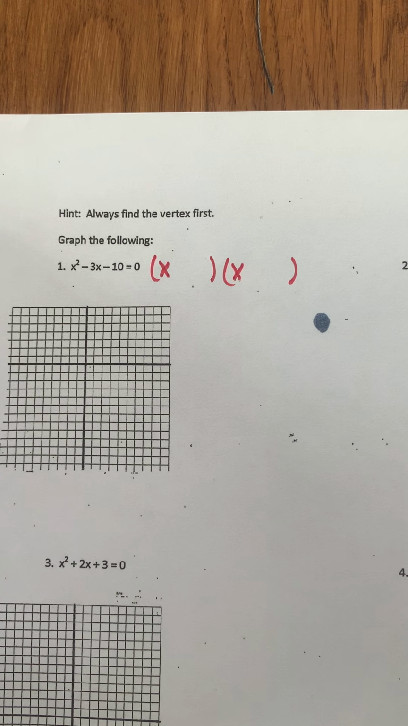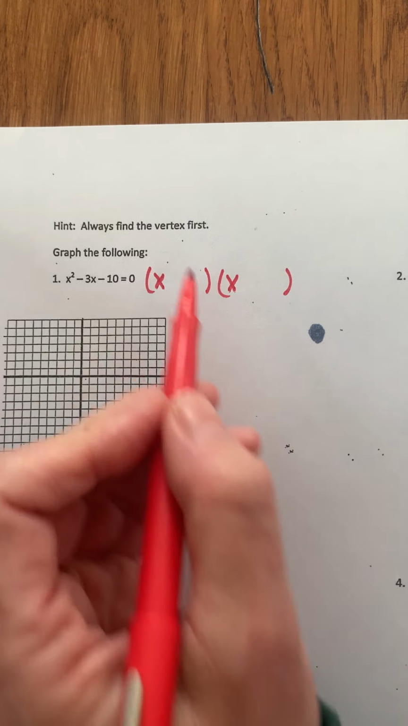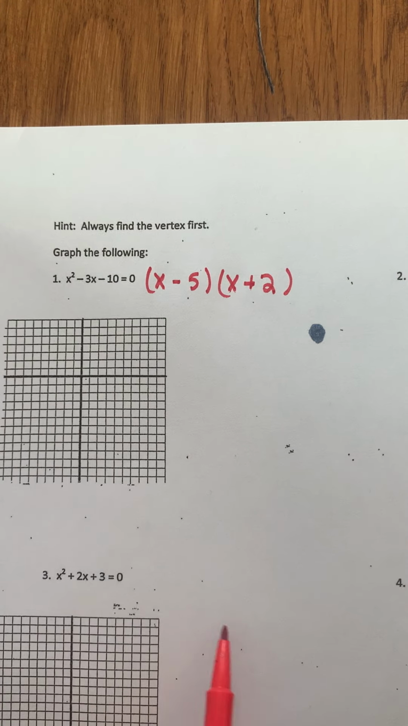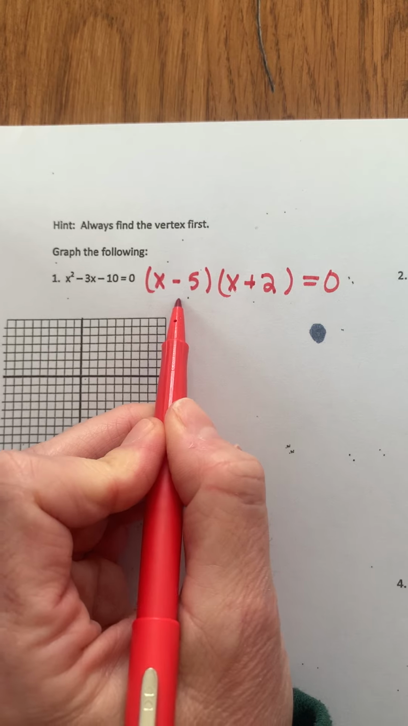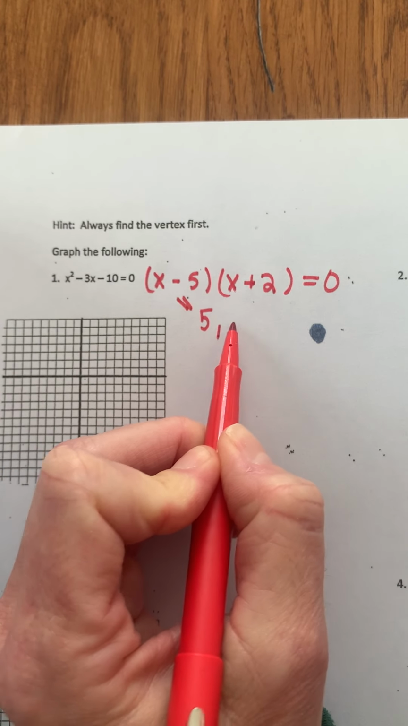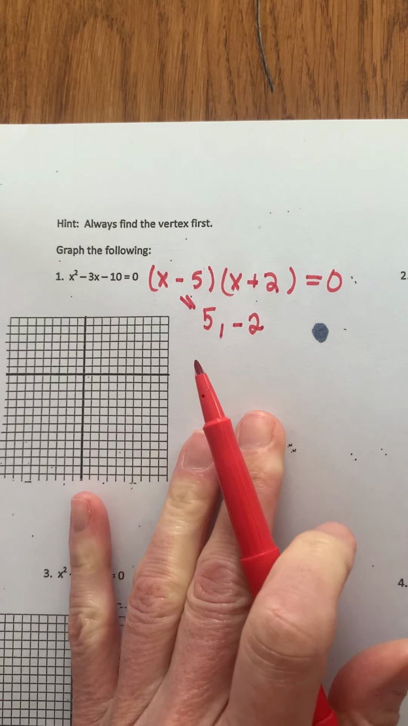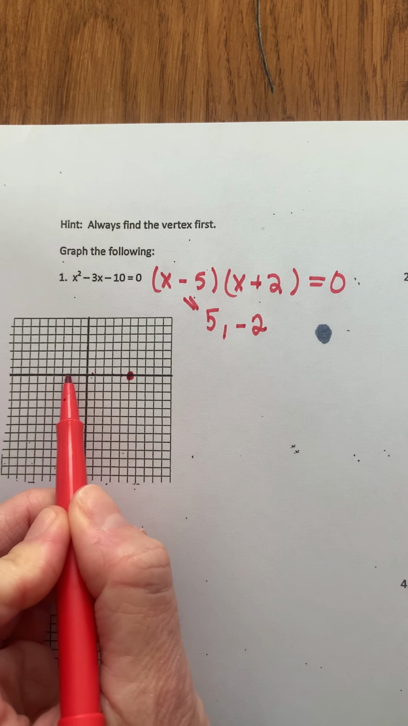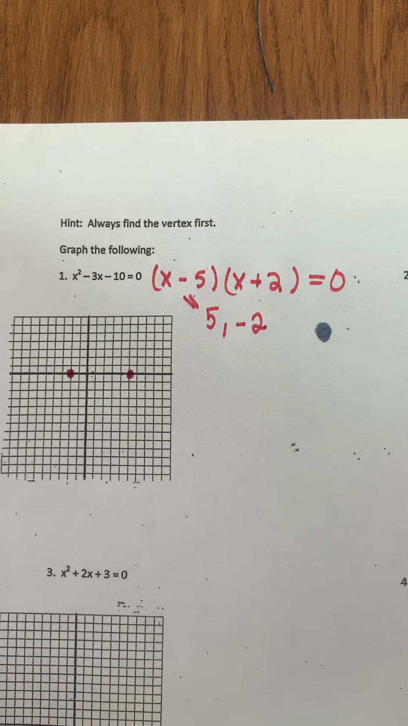So you want 2 numbers that multiply to give you negative 10, and combine to negative 3. So you would do negative 5 plus 2, right? Set that equal to 0. You'll get x equals 5 and negative 2. Remember, that means that it crosses there and there, okay?